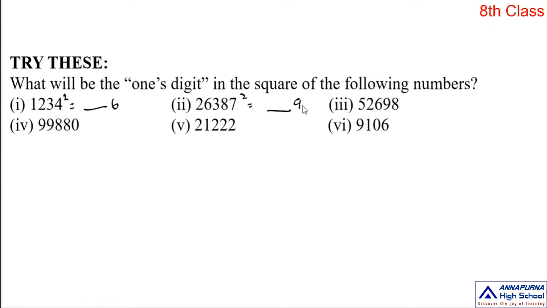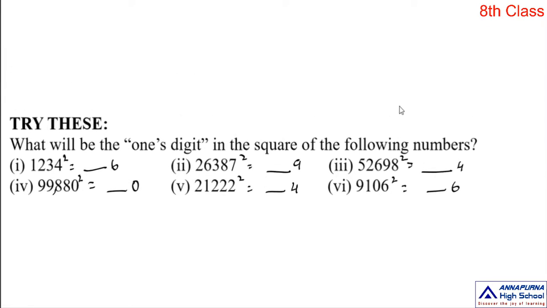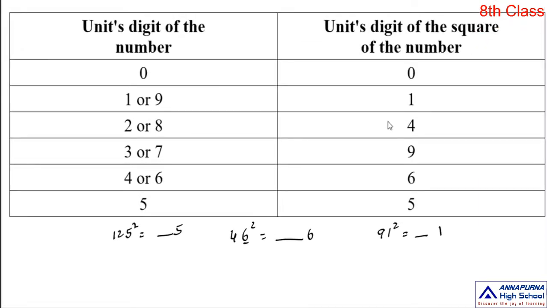And the next number, 52,698, its square ends with 4. 8 squared is 64, so 4. Next, 99,880, its square ends with 0. And 21,222, its square ends with 4. 2 twos are 4. Next, 9,106, its square ends with 6. That means without finding the square of a natural number, you can decide the digit in the ones place by using this table. Is it clear?